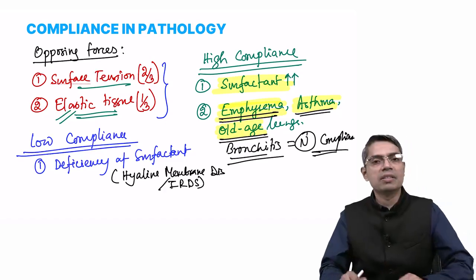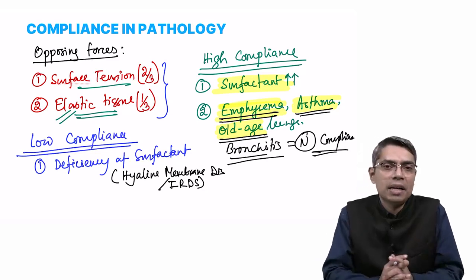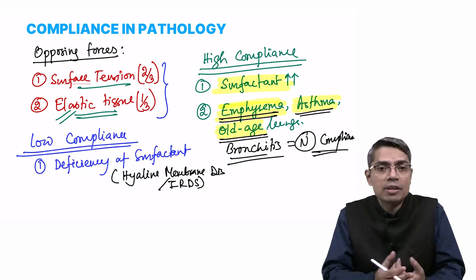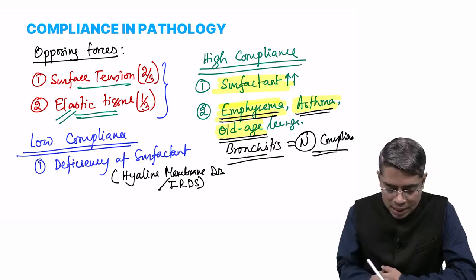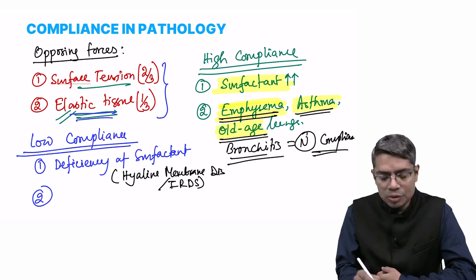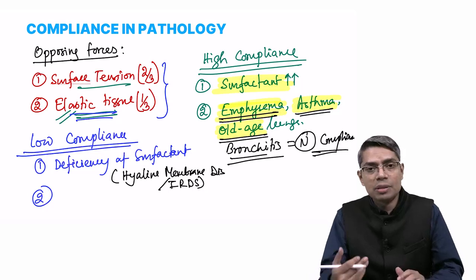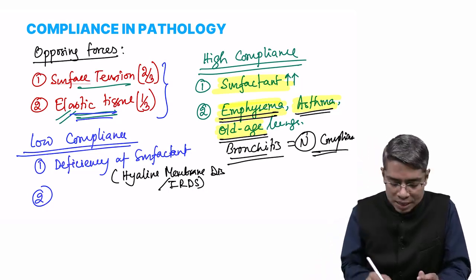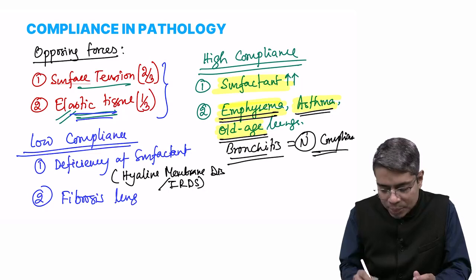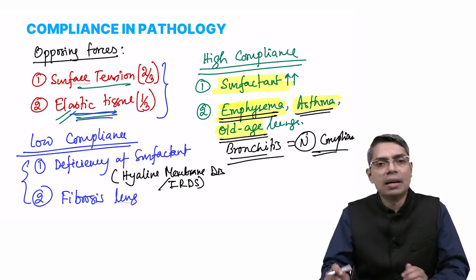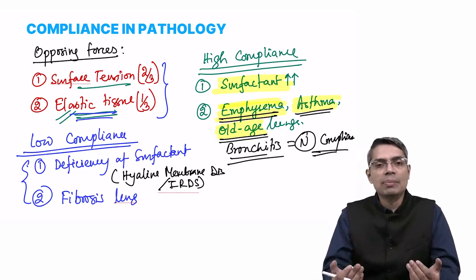So the infant respiratory distress syndrome will have low compliance, and because of the low compliance, the lung will not be able to expand properly, and the infant will suffer from respiratory distress. Got it? Okay, so this is deficiency of surfactant. And second thing is that if the elastic tissue becomes harder, whenever the elastic tissue is replaced by fibrous tissue, that means fibrosis of the lung is a typical example of low compliance lung, because the elastic tissue is replaced by a harder structure, that is the fibrous tissue.